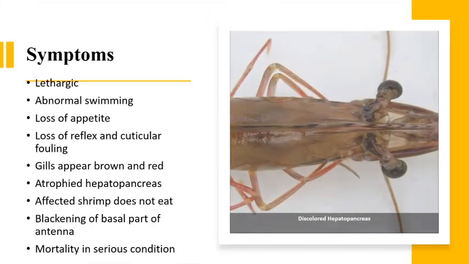Symptoms of vibriosis: the shrimps affected with vibriosis are lethargic. They exhibit abnormal swimming with loss of appetite, loss of reflex and cuticular fouling. Gills appear brown and red. Atrophied hepatopancreas; we can see a discolored hepatopancreas in this image. Affected shrimp do not eat, that is, loss of appetite can be observed. Blackening of the basal part of the antenna and mortality in serious conditions of vibriosis can be observed.